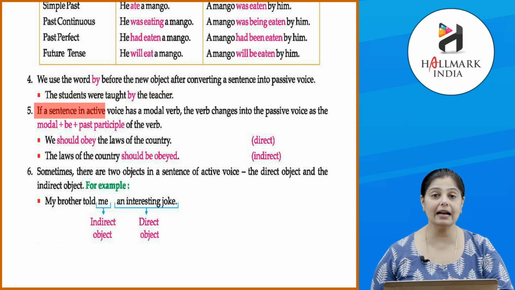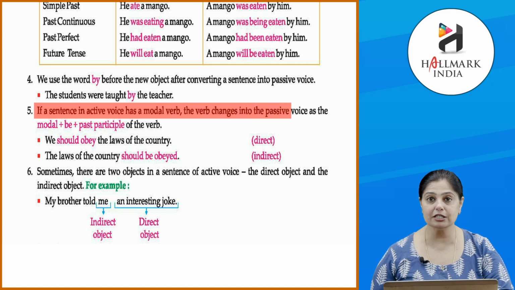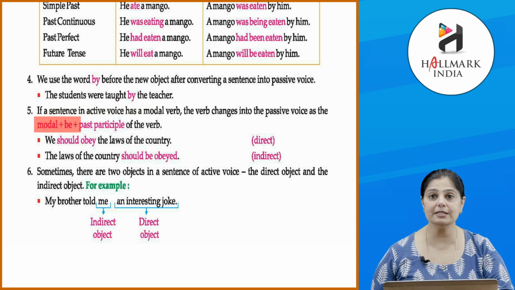If a sentence in active voice has a modal verb, the verb changes into passive voice as the modal plus be plus past participle of the verb. We should obey the laws of the country. Direct हो गया. Indirect, the laws of the country should be obeyed.